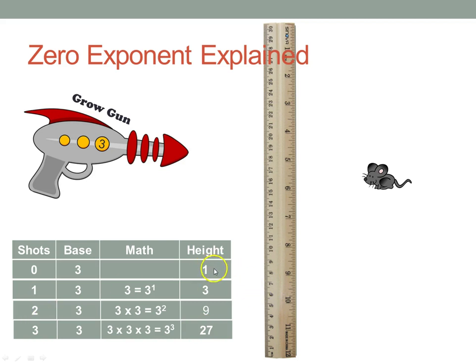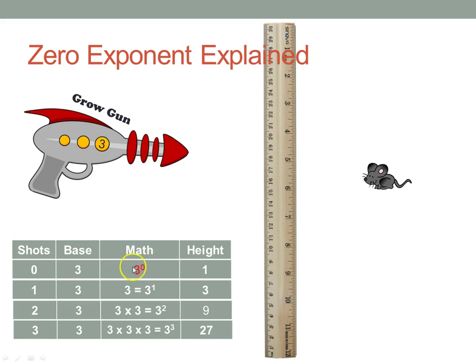The height increased by a factor of 3 each time, meaning I multiplied it by 3 each time. So if I work backwards, I can say I'm dividing by 3 each time if I take away a shot. So 3 divided by 3 is 1, right? And we know that. And now look what I did here. The powers, this is 3 to the first, 3 to the second, 3 to the third power. Well, what if I go backwards? 3 to the third, 3 to the second, 3 to the first, 3 to the 0.